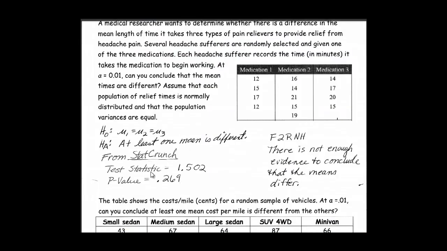So from StatCrunch, we recorded our test statistic and our p-value. We have to interpret that though. We failed to reject the null hypothesis. This is a high p-value. This is within the normal range. There is not enough evidence to conclude that the means are different.